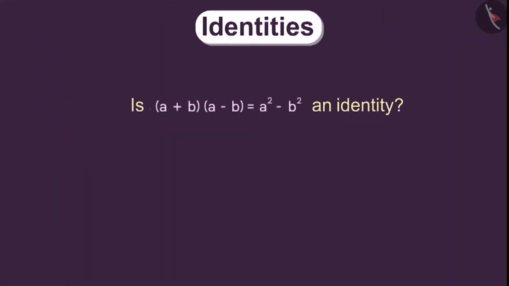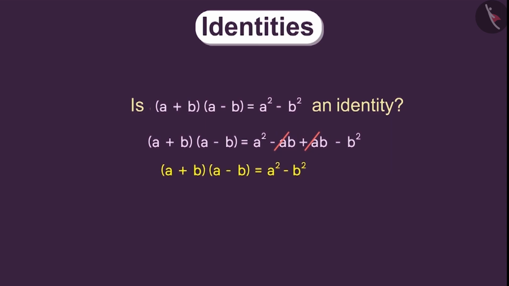Can you check if this is an identity? Let's see. Consider this expression. Let us simplify this by removing the brackets. It will be equal to this. Now, here since AB is same as BA, positive AB and negative AB will get cancelled. Therefore, we will get this. We can see that this is the expression on the right-hand side. Therefore, this is an identity.